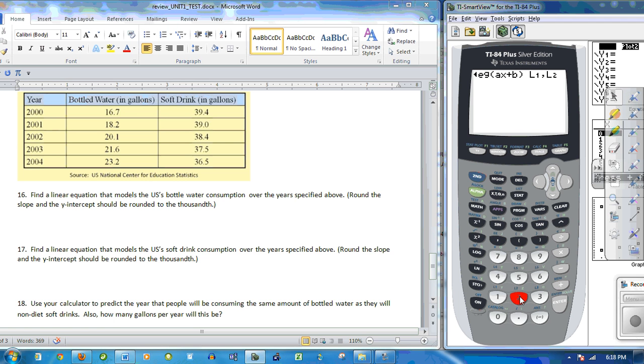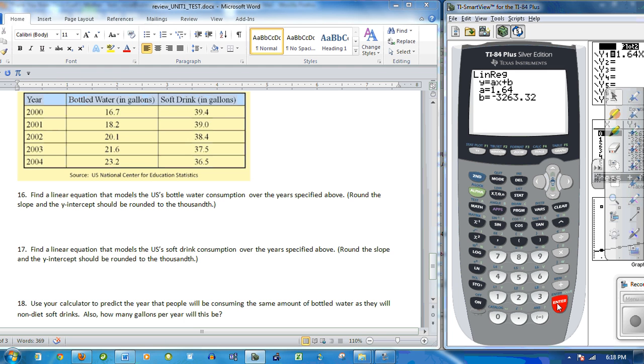And that's enough to do the linear regression, but I also want to move this line over to my graphing window. So I have to follow that with comma, vars, right arrow for y vars, enter for function, and then where it says y1, I want to hit enter to select y1, which will put the linear regression equation in my calculator in my y1 window. So then I'm going to hit enter.